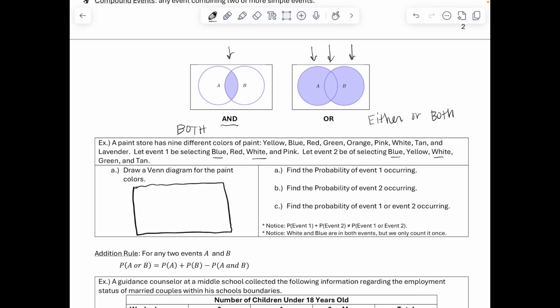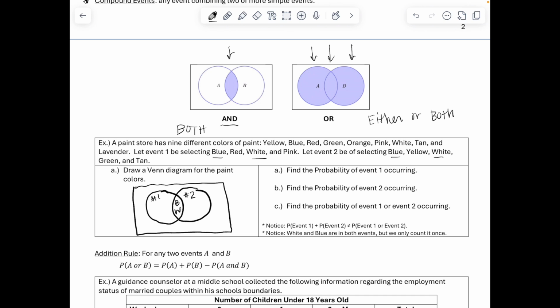And so what I drew right now is my rectangle, and this is going to be where I put all the colors in. And I'm going to draw my 2 circles because there are 2 events, and there's going to be an overlap. I'm going to label this number 1 for event number 1 and number 2 for event number 2. So we're going to start with what they have in common, and that was blue and white. All the colors that I gave all start with a different letter, and so I'm going to just write the letter that they start with to symbolize that color. So I'm going to put a B and a W in the center part where there's the overlap.